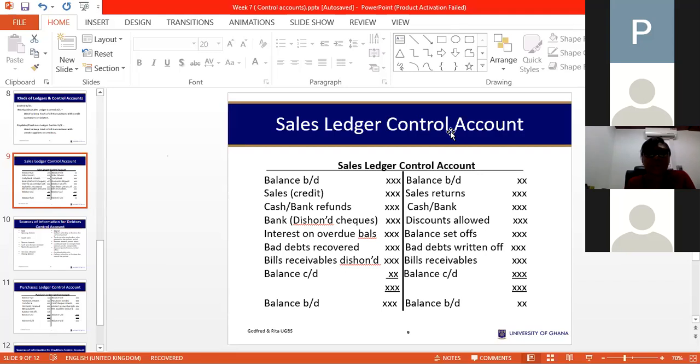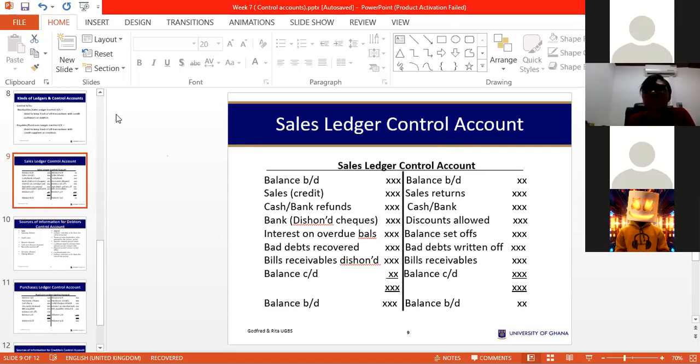I said bad debts recovered. But you understand bad debts written off. When the debt has gone bad, it means that the business has put in every effort and still cannot collect. Sometimes it's because the business has collapsed, gone bankrupt, or the customer can no more be found. The customer has gone bankrupt. You cannot keep that figure on your books forever, for life. So you write it off, and that is the written off.